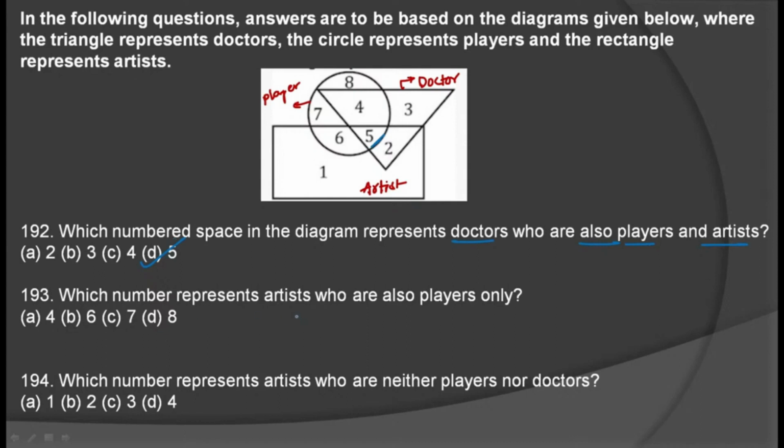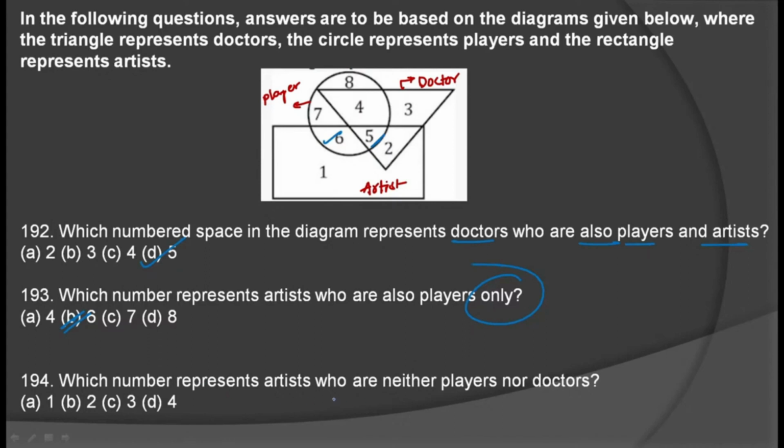Which number represents artists who are also players only? Guys, we want only those two. So we require artists and players together. We require the common portion for artists and players, that is represented by 6. Don't consider 5, guys. Why? Because it includes a doctor. In this question, we require only artists along with players. You can't take any other object.